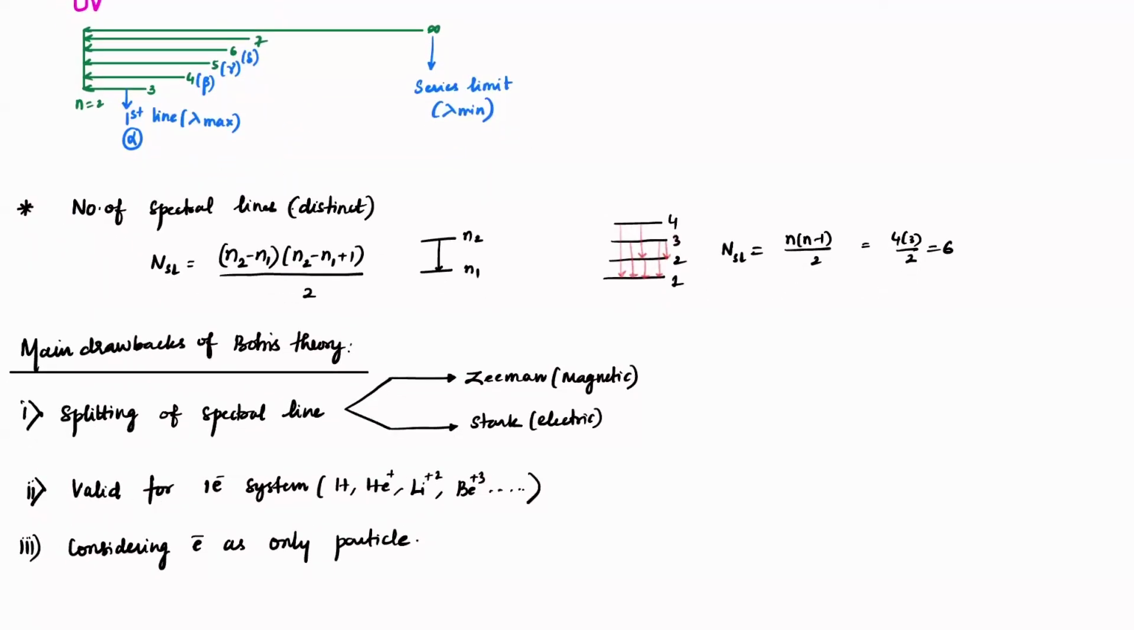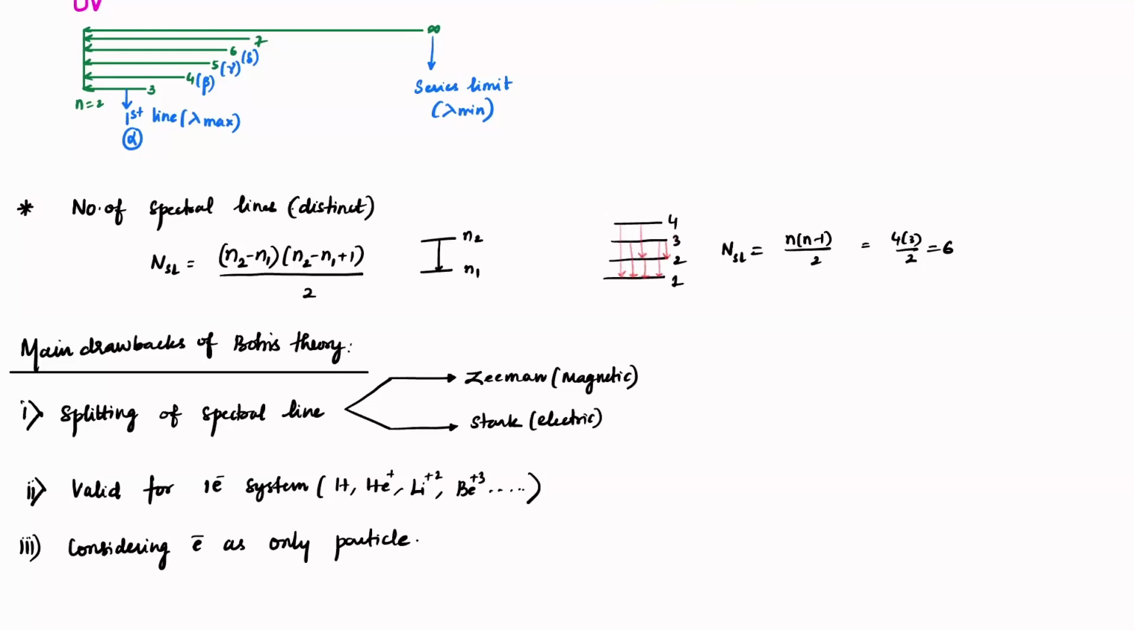Got it? And taking these drawbacks, we try to upgrade the theory further using two more important theories. Correct? So one theory is de Broglie's hypothesis. The other one is Heisenberg's uncertainty principle. Okay. So these two are the parts. We will do it in the next class.